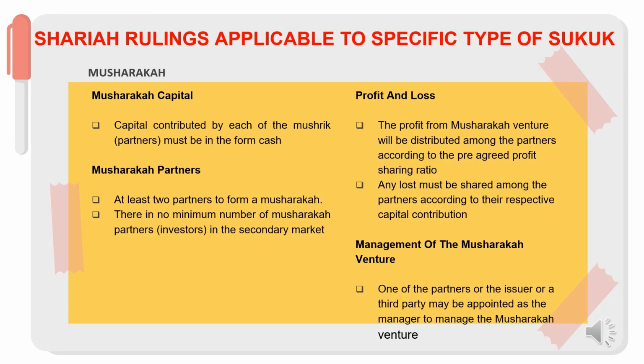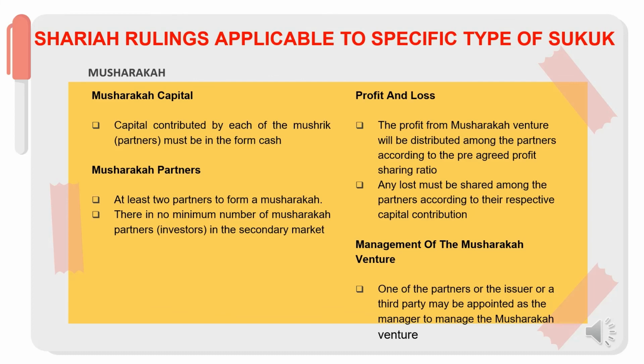Okay, we look at the Shariah rulings applicable to specific types of sukuk. So firstly, musyarakah. Musyarakah is a partnership arrangement between two or more parties to finance a venture. For the musyarakah, capital contributed by each of the musyarik or partners must be in the form of cash or in kind of cash.